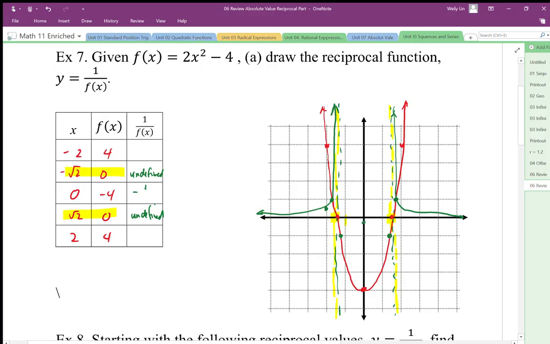So we get negative 1/4. And we can plot in a few points. But again, we know that it's going to go along the asymptote to the vertex, and then go back along the asymptote. Okay, and notice that as we cross the asymptote, the positive part stays positive. It points up to positive infinity. The negative part stays negative and points down to negative infinity.